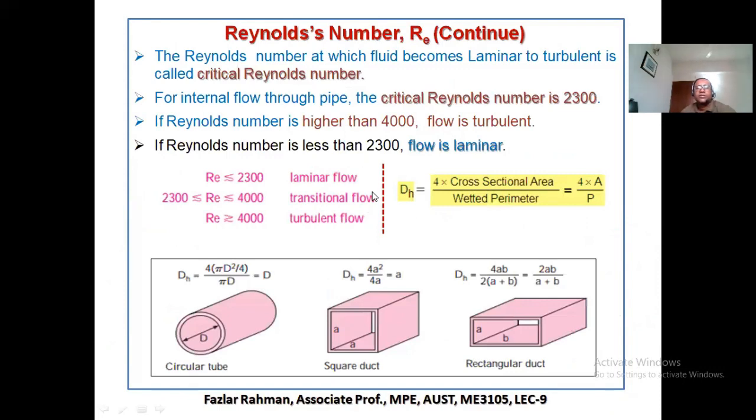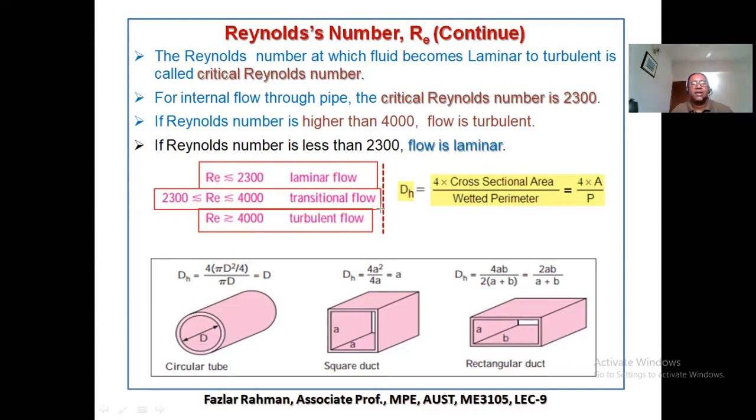So Reynolds number, if we find less than 2300, then the flow is laminar. If higher than 4000, the flow is called turbulent flow. And in between 2300 to 4000, that is called transitional. That means, say you have a flow at 2500, what does it mean? That means the flow is not completely laminar, also not completely turbulent, it's converting from laminar to turbulent.